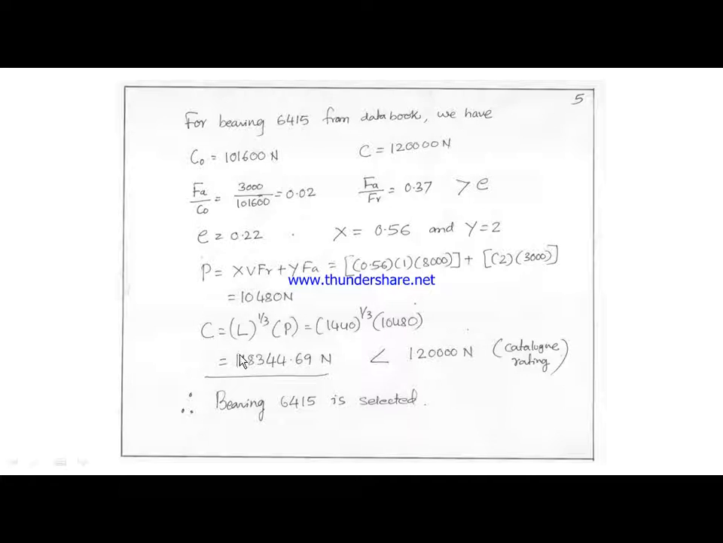The value of C is 118,344.659 Newton, and here it is seen that this calculated dynamic rating is less than the tabulated dynamic rating, which is 120000 Newton. So finally bearing 6415 is suitable and it is selected. So students, that is how the appropriate bearing is selected from the tables for the given loading conditions and life of the bearing.